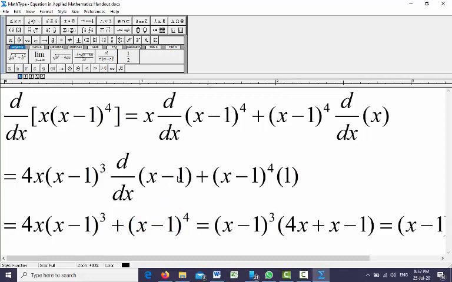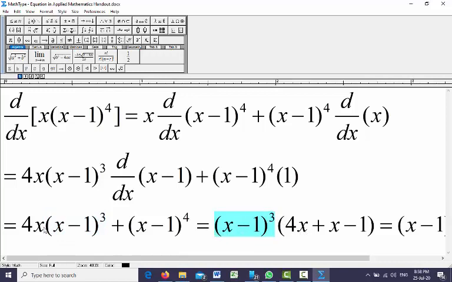So from this one, if you differentiate it, you get only 1. Again, 1 multiplied by this one will remain the same, so you don't have to write 1. Now this is what we got after doing differentiation. Now we can take this one common.